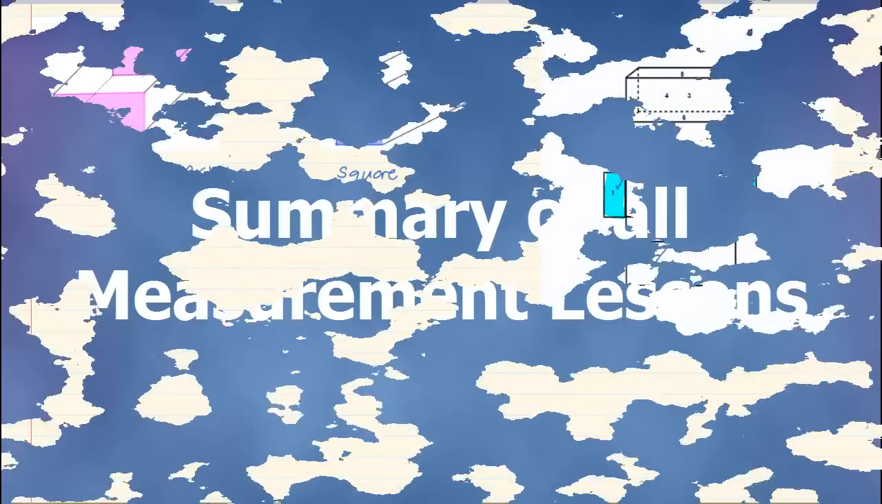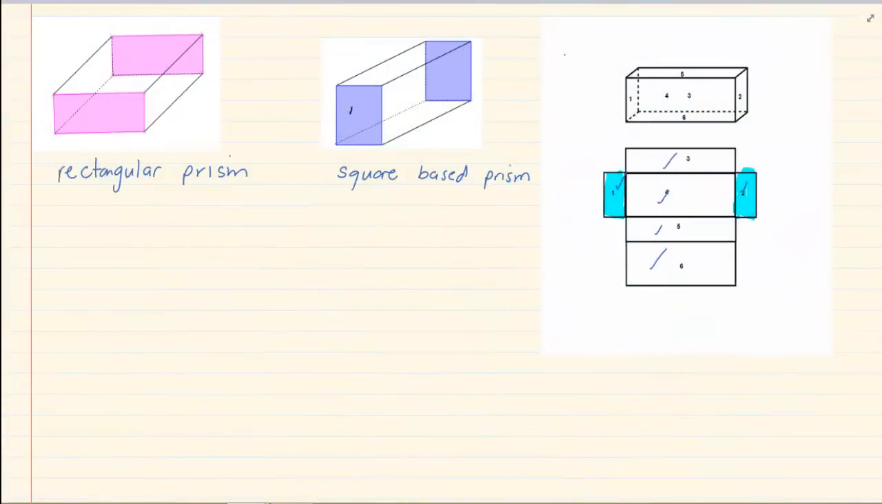Today we're doing a summary on all the grade 10 measurement. Now, when we start, we need to know all the different shapes. The first two that we are going to cover are the rectangular prism and the square base prism. Now, the prisms, the areas are simply rectangles or squares. You already know that the area of a rectangle or square is simply length times breadth.